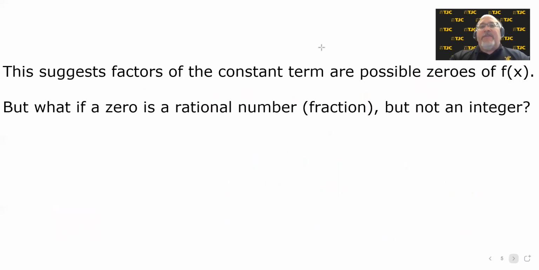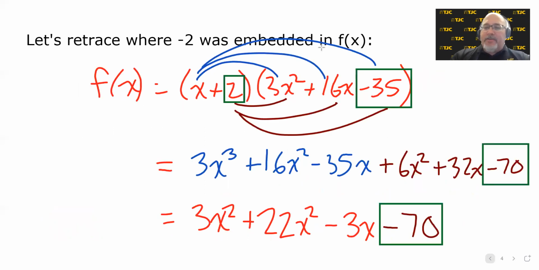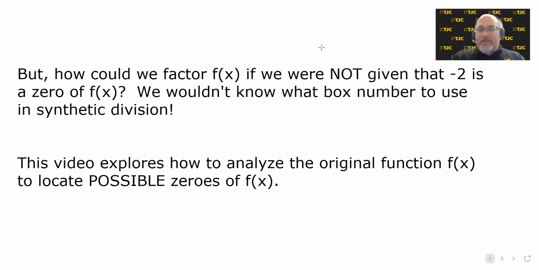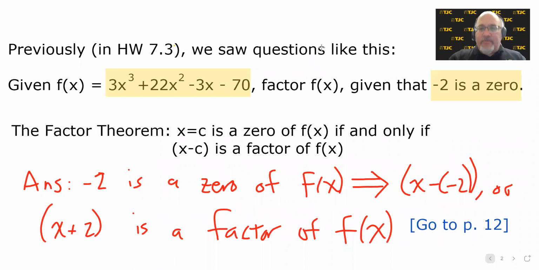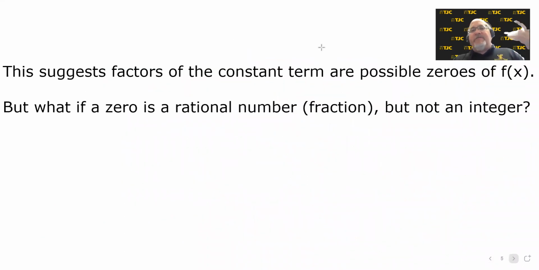All right, this suggests that factors of the constant term are possibly zeros of f of x. Let me say that again, but go back here. This suggests that factors of the constant term, in this case 70, and one of the factors of 70, or negative 70, is negative 2. Now, we'll worry about negative and positive signs later. But this suggests that factors of the constant term are possible zeros of f of x.